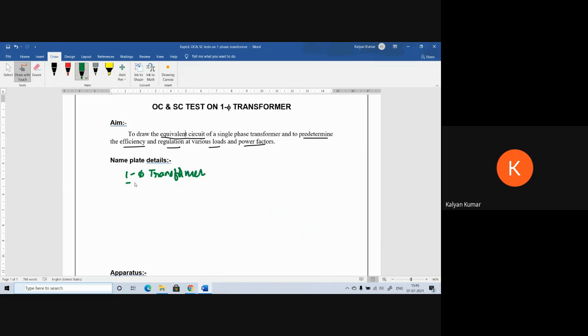is having the nameplate details of a primary rating of 400 volts and secondary rating of 2 sets of 100 volts terminals and a capacity of 2 kVA.